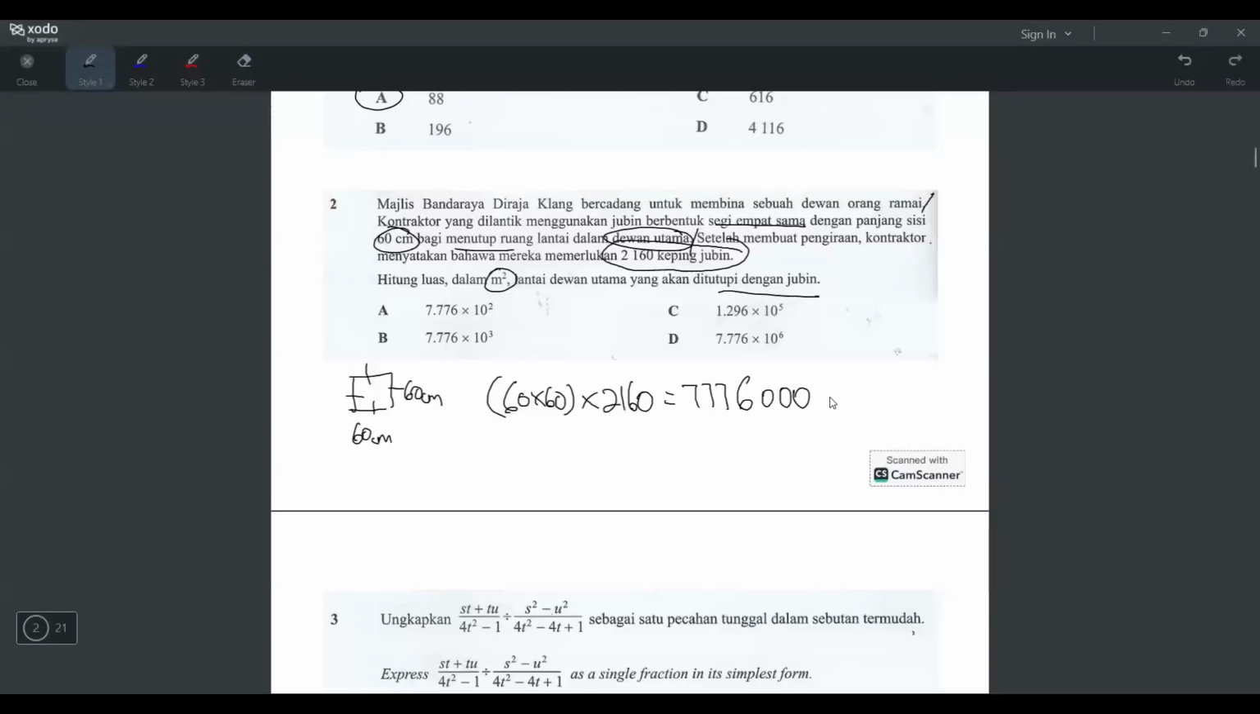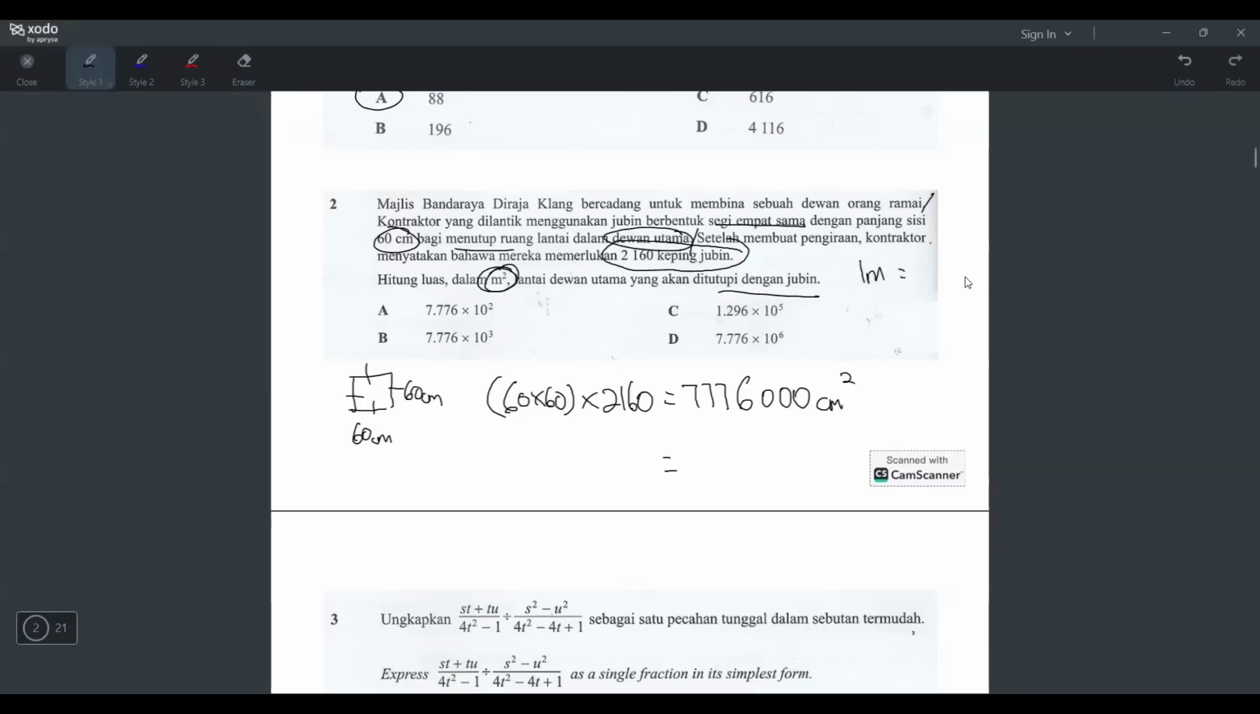Tapi ini unit dia dalam apa? 60 is in cm, 60 is in cm. So when you darab macam ni, you get in cm square. Right? Tapi kalau you tengok soalan dia kata hitung luas dalam meter square, it means you have to convert cm square to meter square. Okay, a lot of students will do like that. They will take this one, divide 100. Okay, wrong. Wrong. This is important.